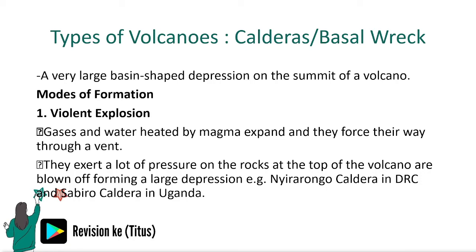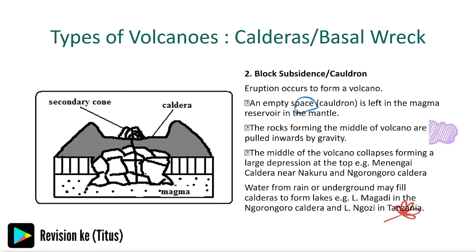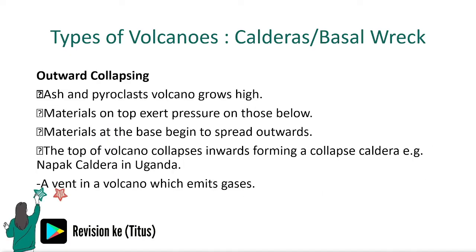We have another type called a caldera, which is a very large basin-shaped depression on the summit of a volcano. It can be formed due to a violent explosion, as illustrated. It can also be formed through block subsidence, and finally through outward collapsing.